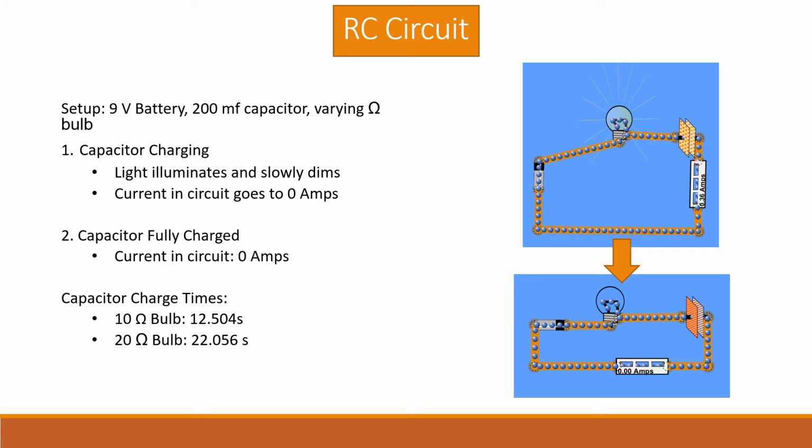I then created a resistor capacitor circuit with a 9 volt battery, 200 millifarad capacitor, and varied the resistance of a bulb. In the first figure you see the first step where the capacitor is charging. Throughout this process the light began bright and then slowly dimmed as the current in the circuit decreased.